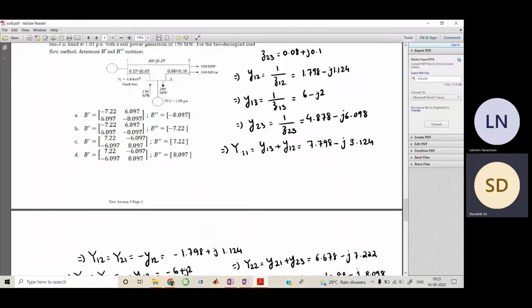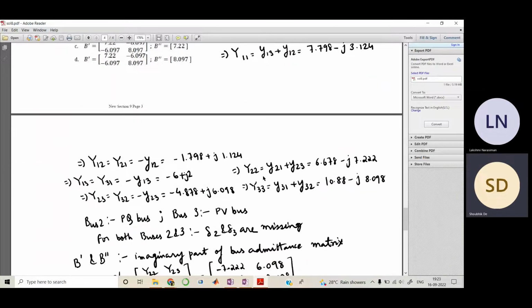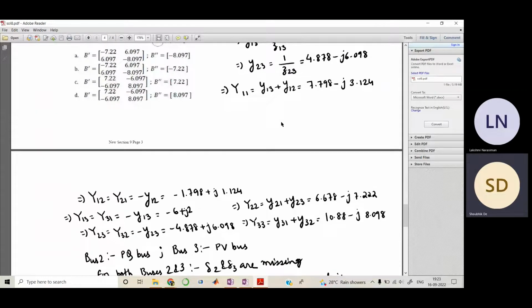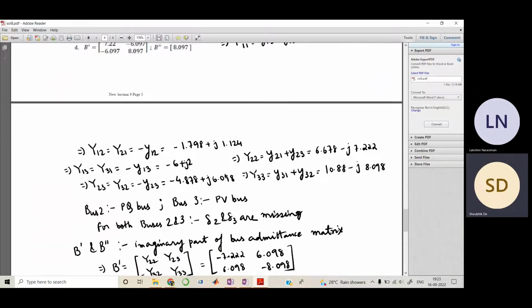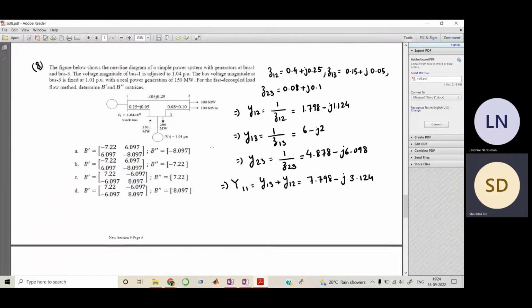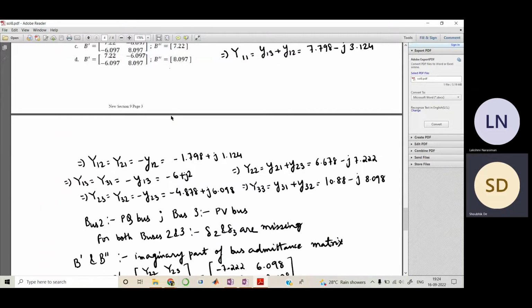So you construct this. y11 would be this, y12 would be this, y13. Be very careful with the sign, because y11 would be the addition of these two, y12 would be the negative of these two, so you have to invert the sign. And your y13 would be this. You get this matrix. Now as you see, bus 2 is a PQ bus, and bus 3 is a PV bus.